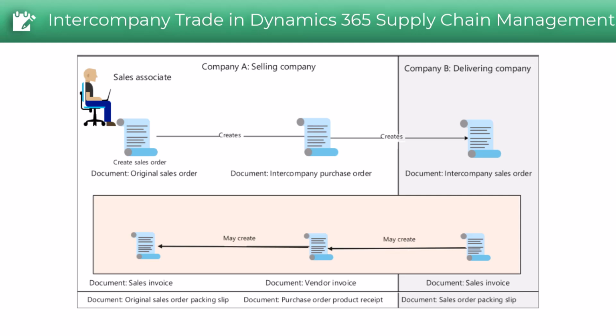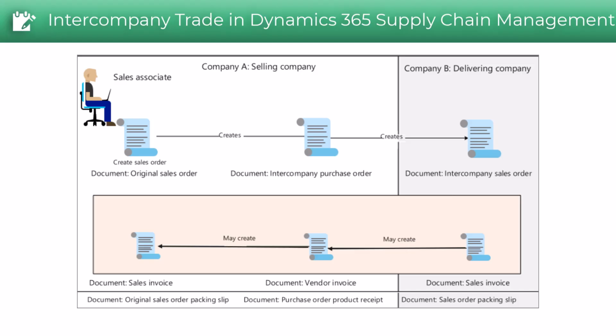As the goods move, documents are automatically generated: a packing slip in company A for the original sales order, a product receipt for the purchase order, and a packing slip in company B for the intercompany sales order. Think of this like when Amazon updates your order status, you see packed, shipped, delivered. So internally, each company's legal entity also receives its own paperwork.